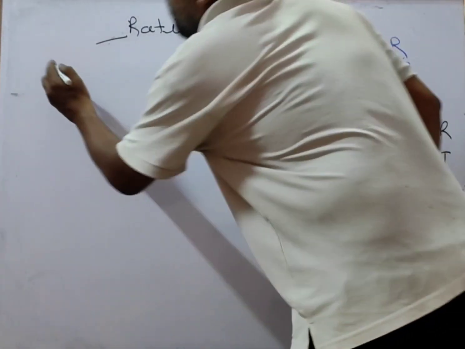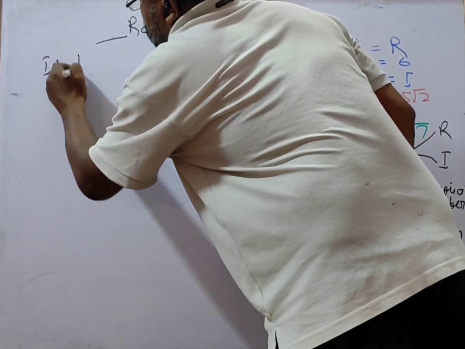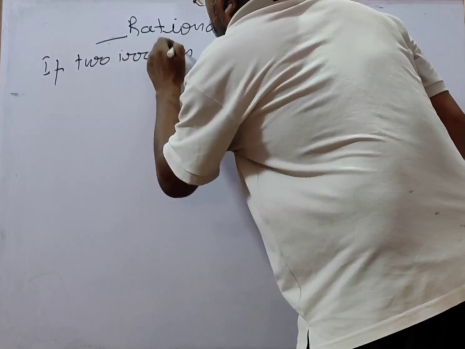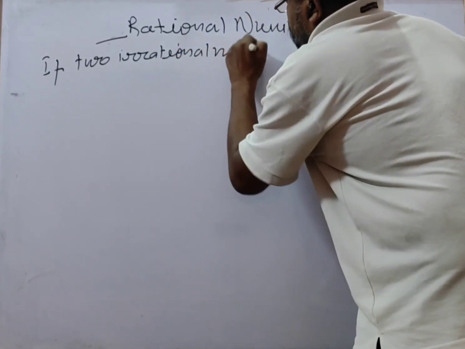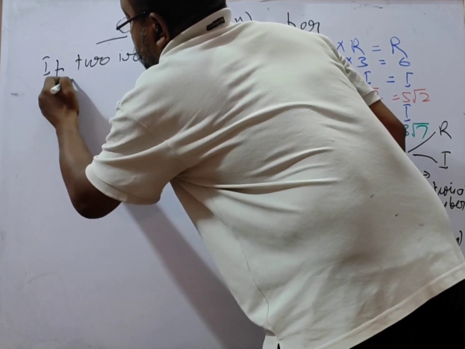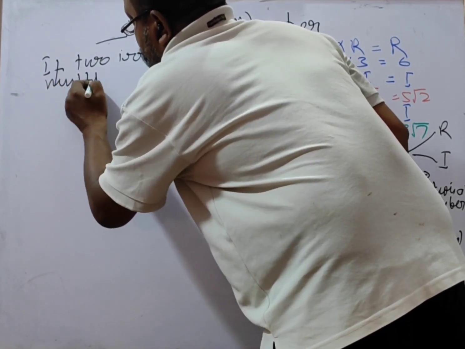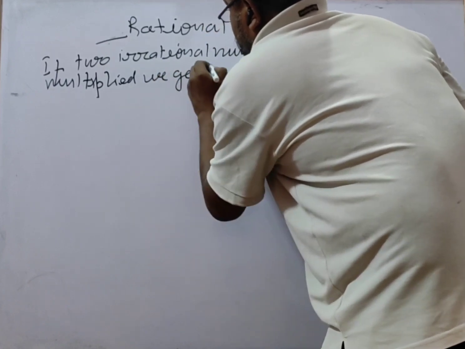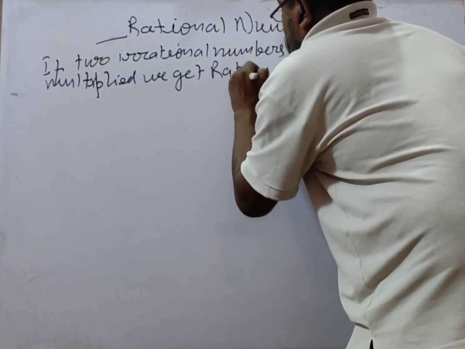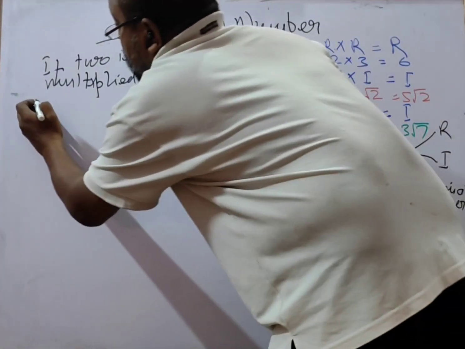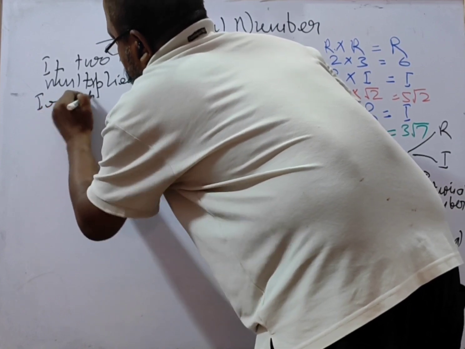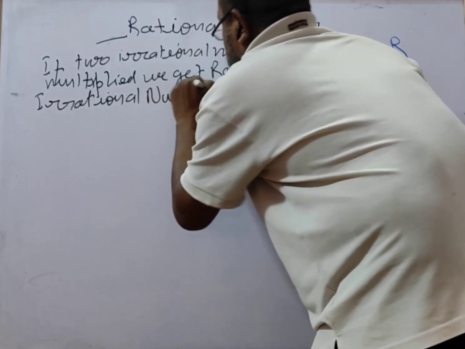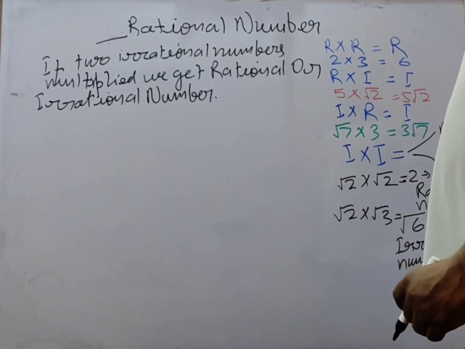So if two irrational numbers are multiplied, we get a rational or irrational number, right? This is clear from here, right?